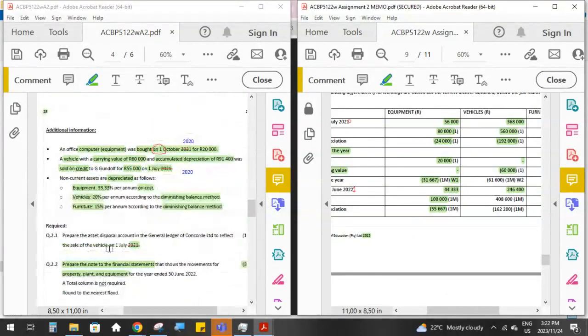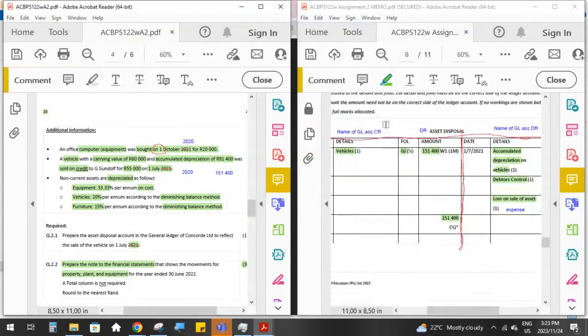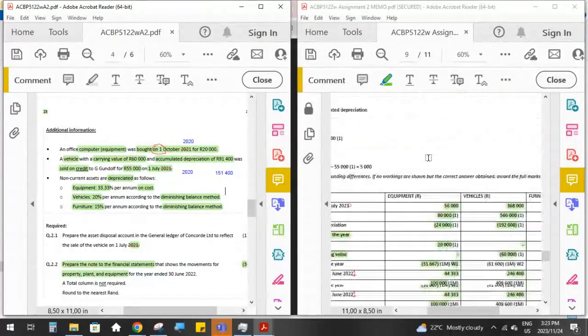Okay, I'm just going to type this amount here for you. 91,400 plus 60,000. Oh, we did it in the disposals. Okay. The cost of the vehicle was 151,400. Remember, if we go back here in our asset disposal, we've already worked out the cost here, 151,400.